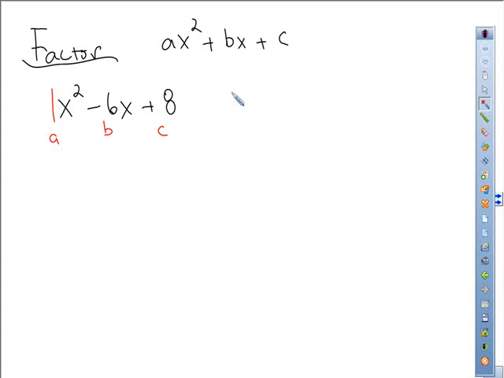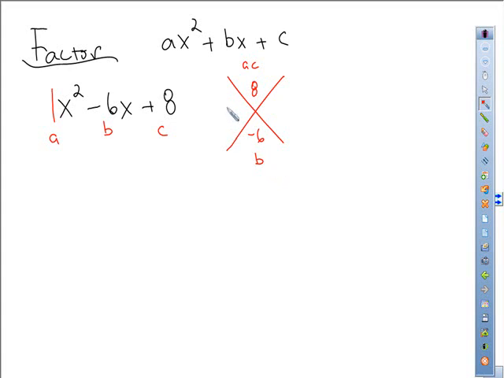Now to factor this, what we're going to use is what I call the x method. To get this number right here, you multiply a times c, or the first number times the last number. So this would give us 8. To get this number here, it's the middle number, it's whatever b is. So b in this case is negative 6.